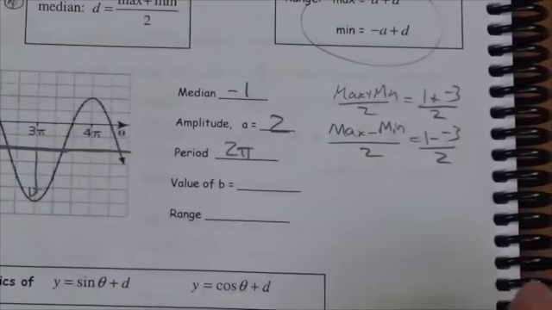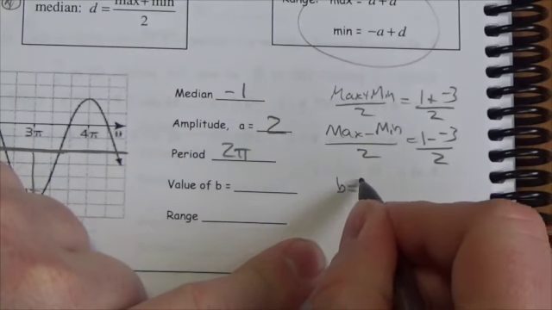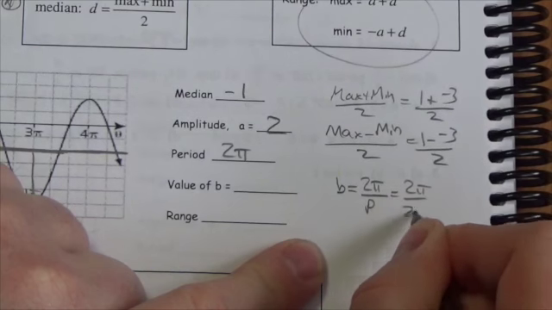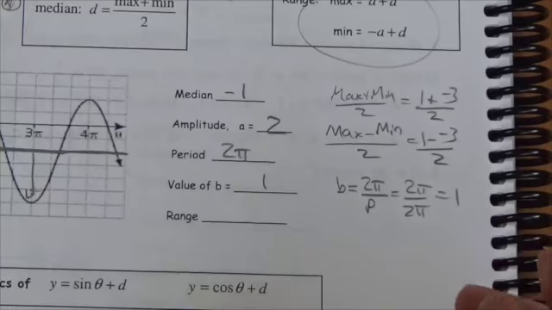As a result, let's think back to our formula. I know that b is going to be 2 pi divided by the period. So in this case, it'll be 2 pi divided by 2 pi. Well, that's just 1. So the b value is 1.